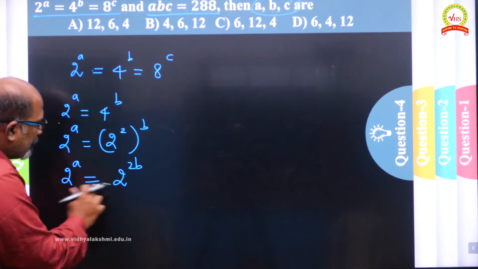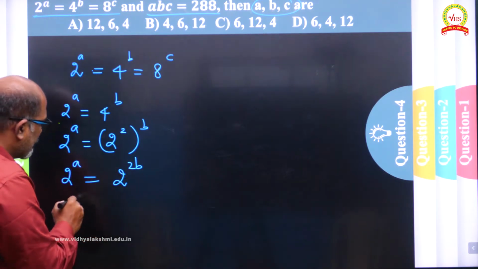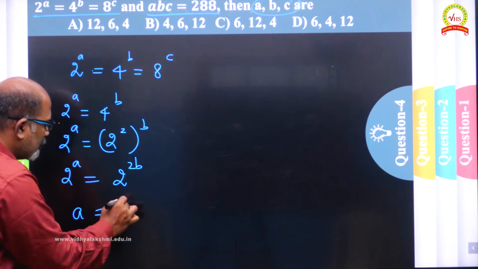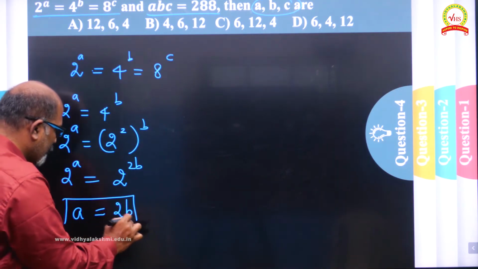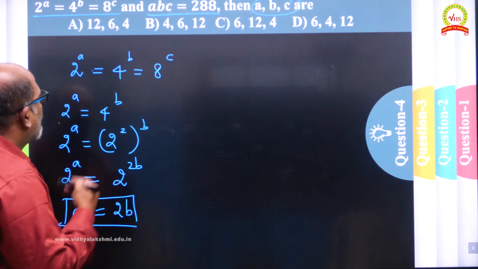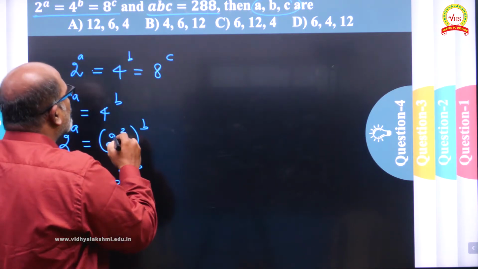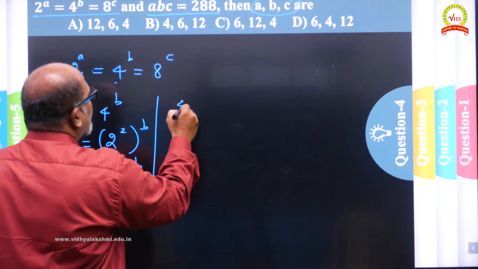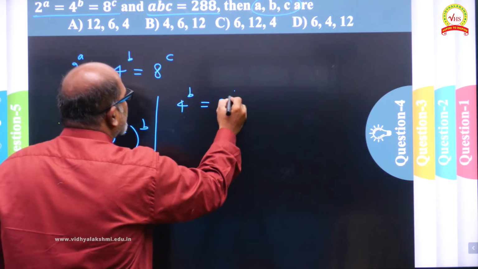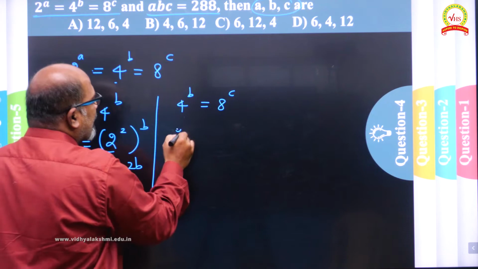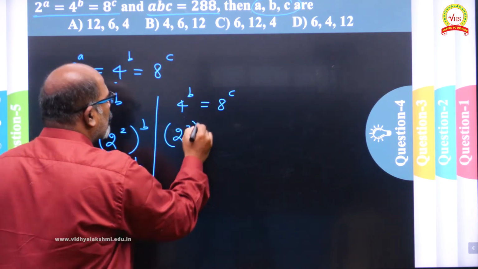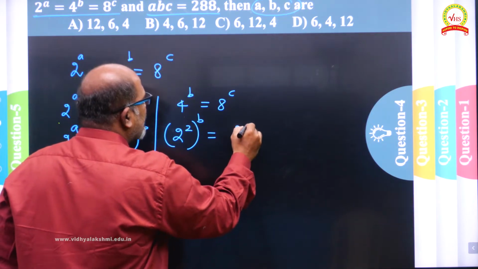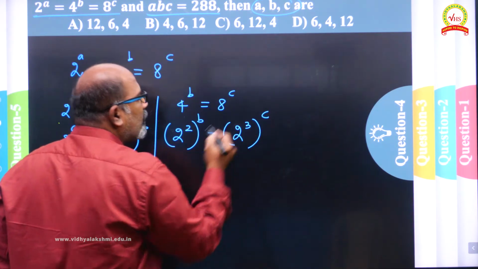So the bases are the same now on both sides, so I can compare the exponents. What I am getting is a equal to 2b. On the other hand, I can make one more relation by comparing these two: 4 power b is equal to 8 power c. 4 I can write as 2 power 2, the whole power b, and 8 I can express as 2 power 3, the whole power c.